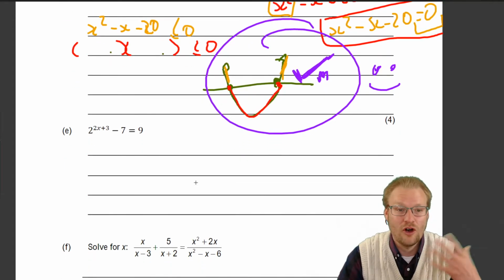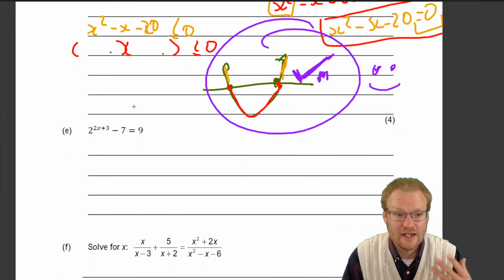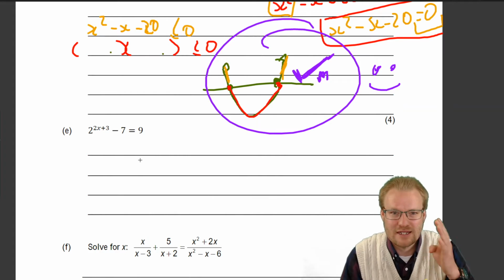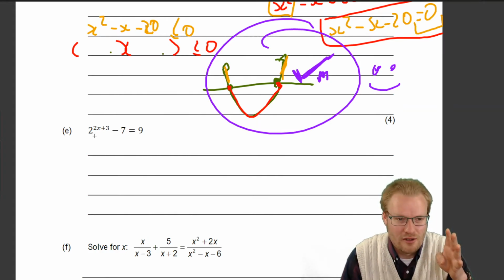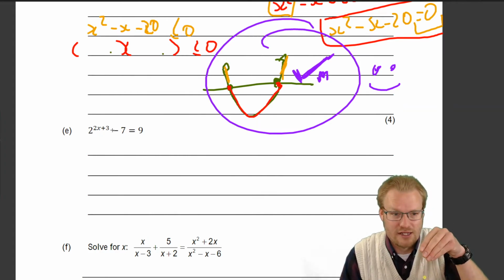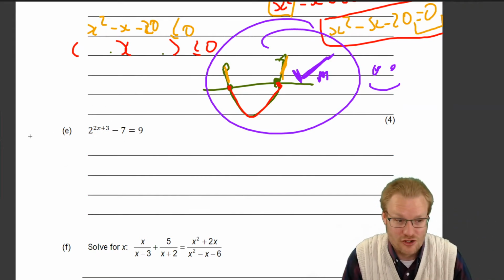In the test we did a whole lot. So you can use that to see, because you're not necessarily going to get the same question in this exam. It could be something else from this section. Okay, 2 to the 2x.